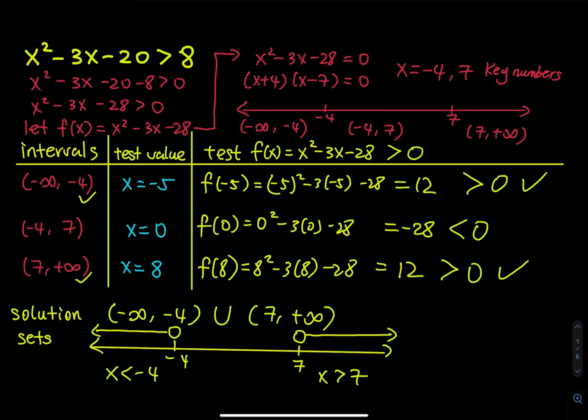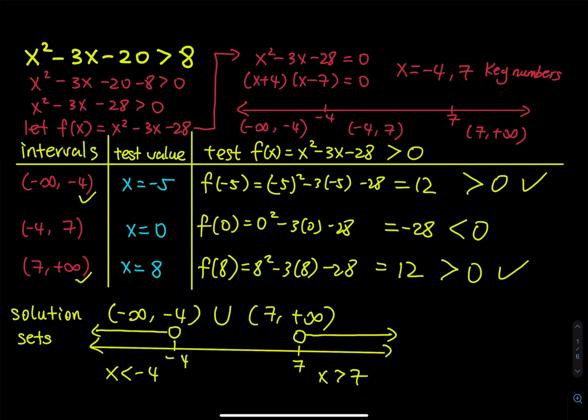We use the words solution set because each interval is a set of x values. So this is x equals negative 5, negative 5.5, negative 6.5, and so on and so forth. And this one is 7, 8, 9, 10, 11, 11.5, 12.66, and so on and so forth. So it's a set of solutions. That's why we call this a solution set.